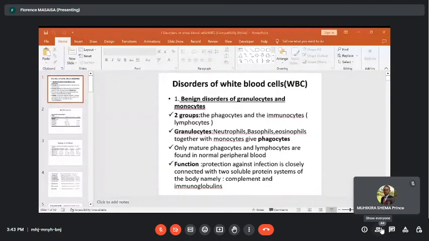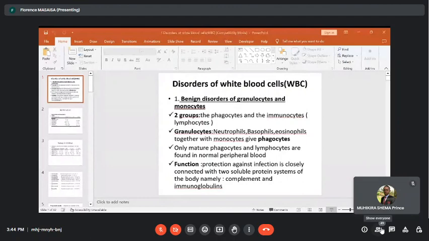It's usually connected with two soluble protein systems, which are complement and immunoglobulin. We'll discuss more on that in immunology. You should also understand the differential of the white cell count. If they give you a white cell count, you don't need to stop there. You have to go deeper and assess which white cell is involved. Is it a neutrophil increase? Is it an eosinophil or basophil? Something like that.